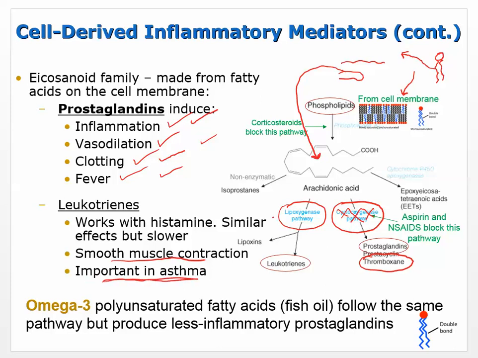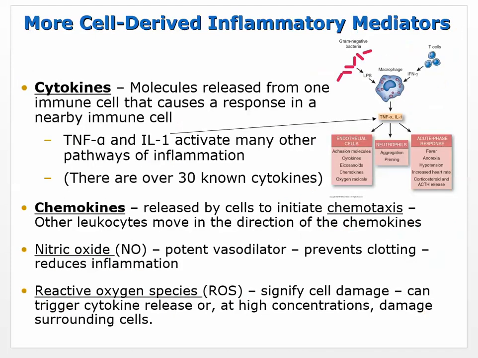Now the omega-3s, all they are is a different identity for this little tail of the phospholipid. You still produce the prostaglandins, it's just that they tend to not work as well, so they tend to be less inflammatory. But they still follow that same pathway.